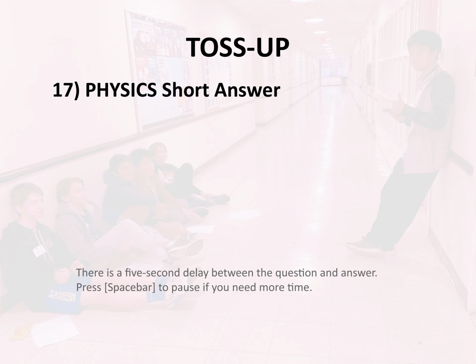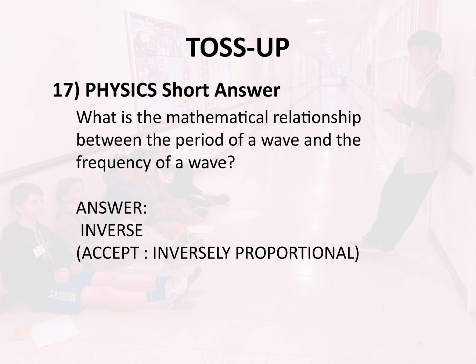Toss-up 17. Physics. Short answer. What is the mathematical relationship between the period of a wave and the frequency of a wave? Answer. Inverse.